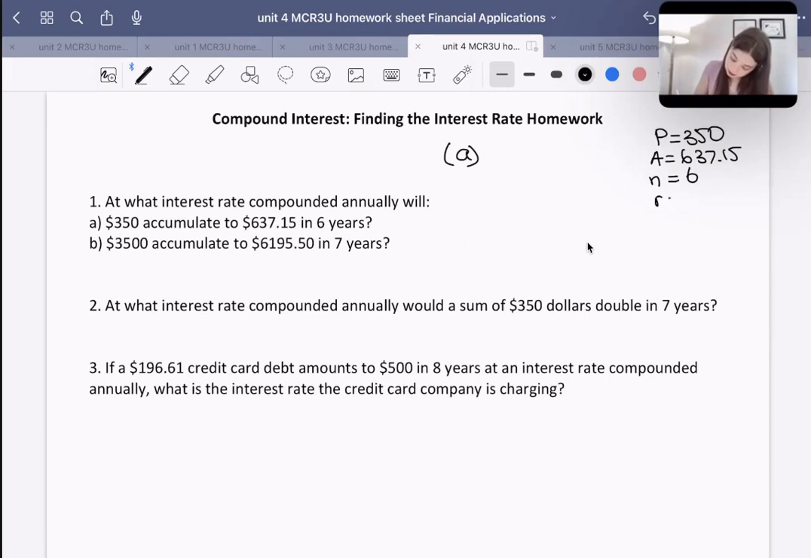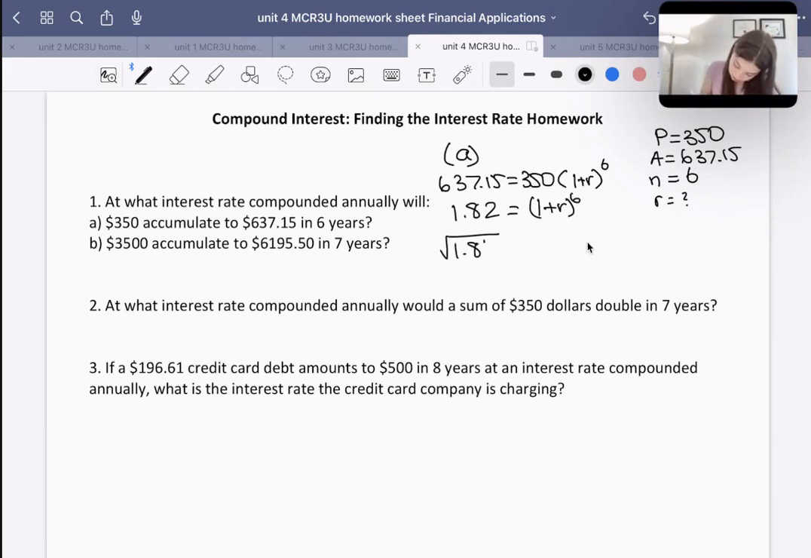And we would like to know, what is R? What is our interest rate? So let's plug those numbers in. 637.15 is equal to 350 times 1 plus our rate to the power of 6. Okay, so then 637.15 divided by 350 is going to give us 1.82 approximately, which is equal to 1 plus r to the power of 6. So now we're going to take the 6th root of 1.82, and we're certainly going to need a calculator to do that.